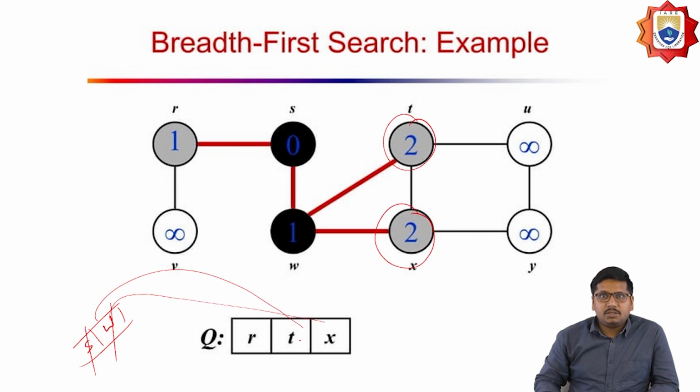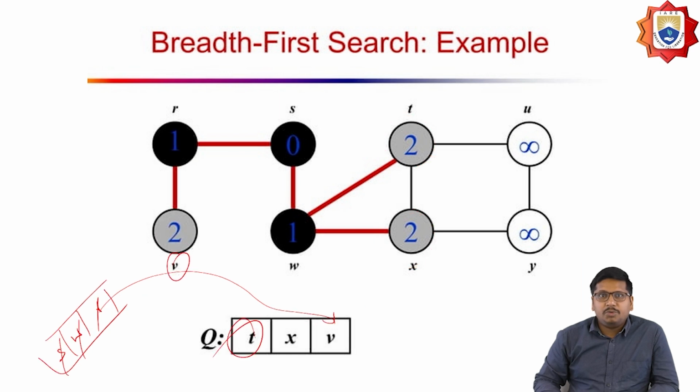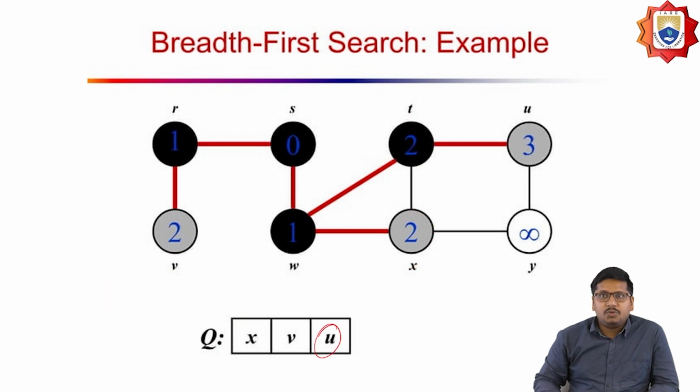Then later, what are the nodes that are adjacent to W? That should be T and X. So those two are going to be added to the queue. And for R it should be T, so that's why I'm adding it to the queue. And for W, I'm going to consider U as the new vertex. So that's why I'm going to consider this one.